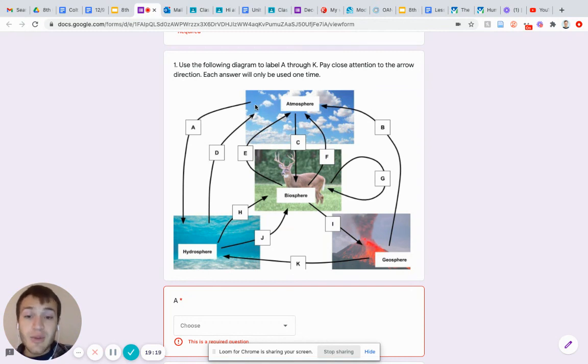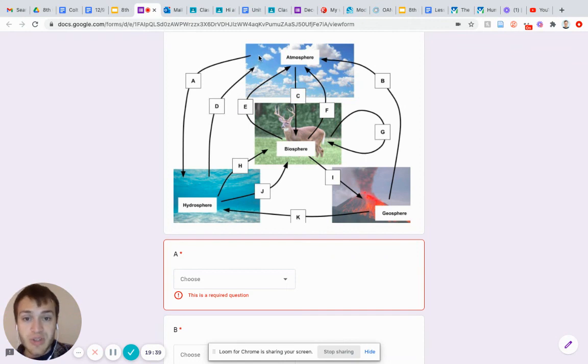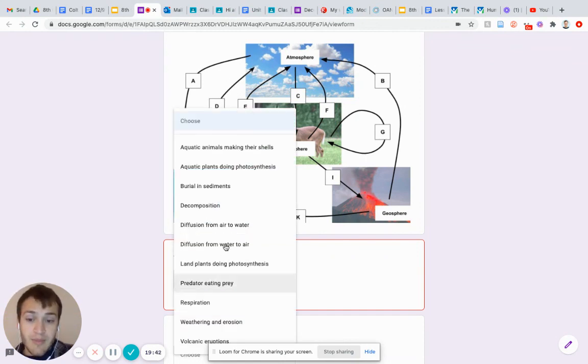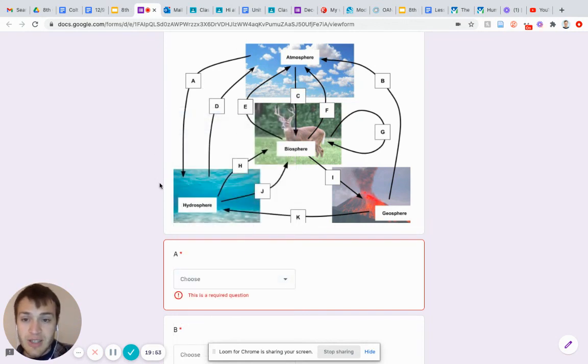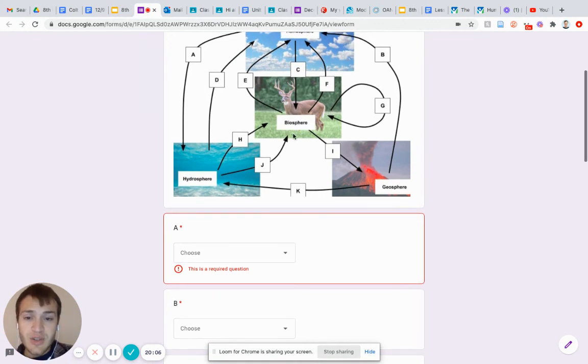So for example, there's an arrow that points from the atmosphere to the hydrosphere. There's also an arrow that points from the hydrosphere to the atmosphere. So you have to think really carefully about which arrow is which of these labels. So for example, A, which points from the atmosphere to the hydrosphere, maybe that's decomposition or respiration or diffusion from air to water. Right? So go ahead and choose the correct label for each of these things. An important note is that each answer will only be used one time. So once you use an answer once, you don't have to worry about that answer again. So you're going to do that for all of these arrows.